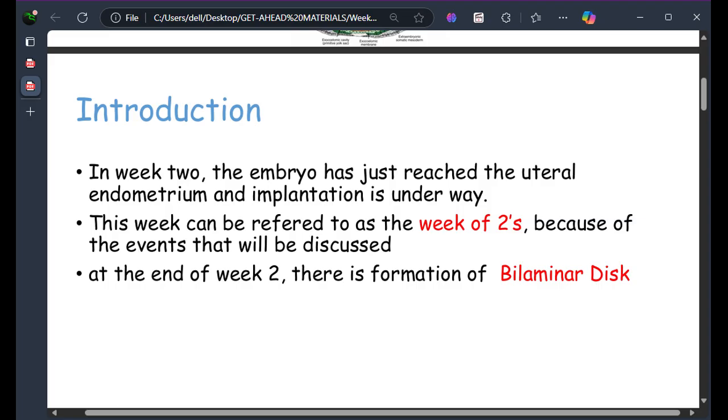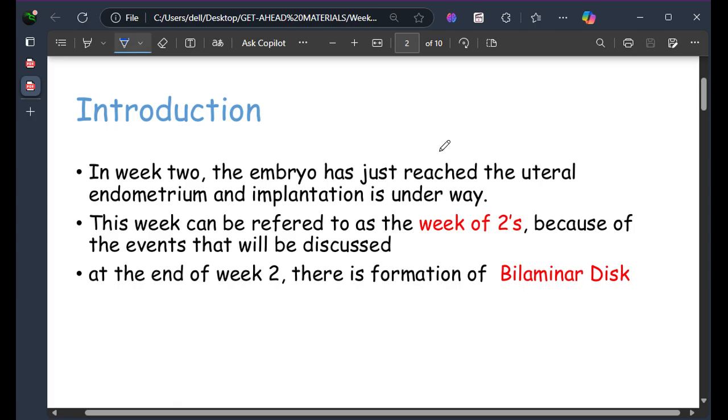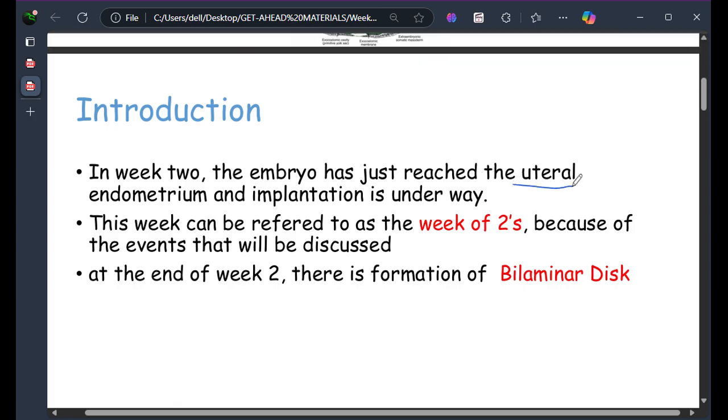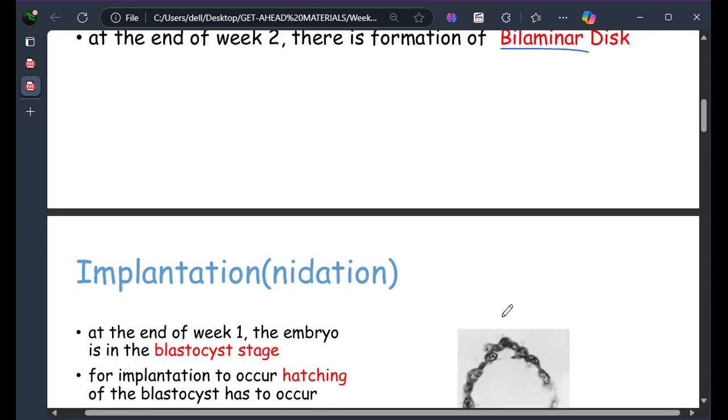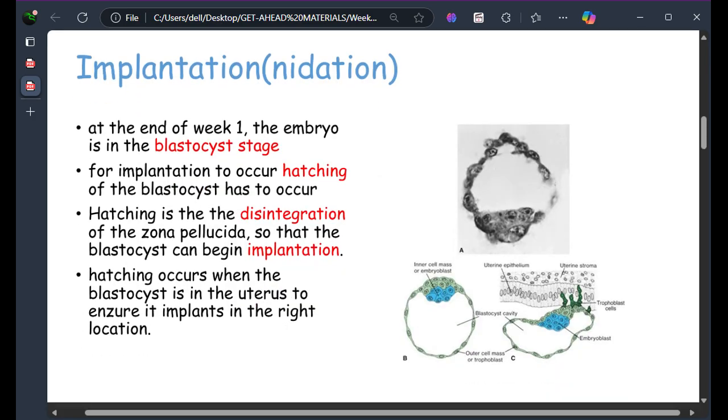Okay, so at this point, we are saying that it has reached the endometrium, so it has reached the uterus. And then implantation is underway. Implantation has started in week 2. So it will be called the week of twos, and the main thing that happens is formation of what is known as a bilaminar disc. Okay, so implantation, the other name for it is nidation. However you might choose to pronounce it, just get the spelling correct.